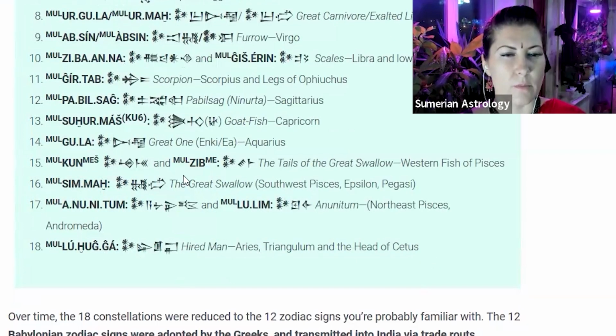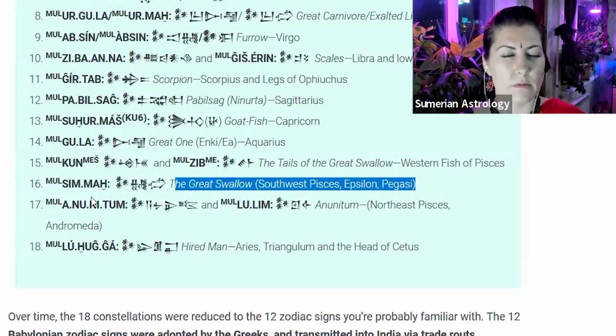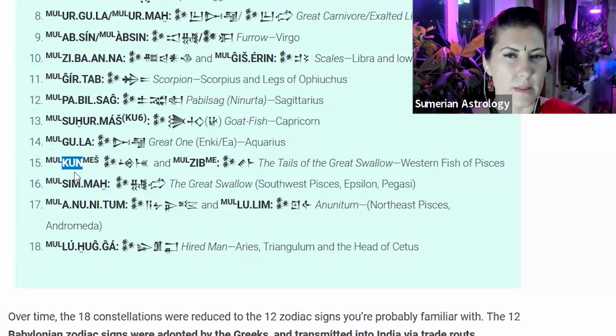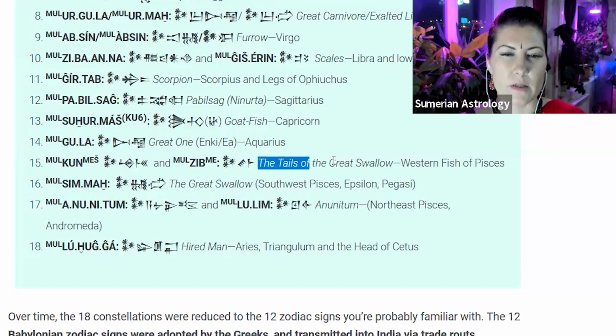Mul Kunmesh and Mul Zibme both referred to the tails, in particular, of the great swallow Sinmah, which we will talk about down here. Kun can mean the tail of something, but it also means an outlet, usually referring to water, like the outlet of a canal. Mesh is a determinative indicating plural. So in this case, outlets. Zib means mark, sometimes haunch, or the back end of something. And Meš is another silent determinative indicating a plural. And so the tails of the great swallow relate to the western fish of Pisces.